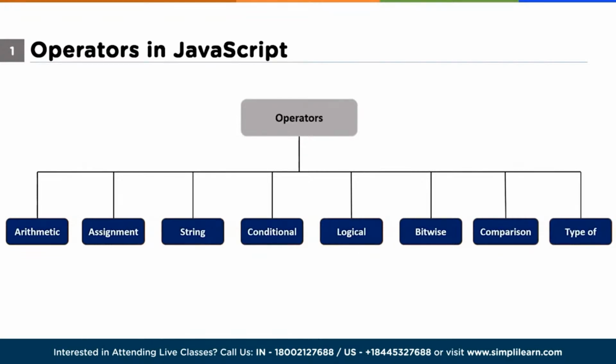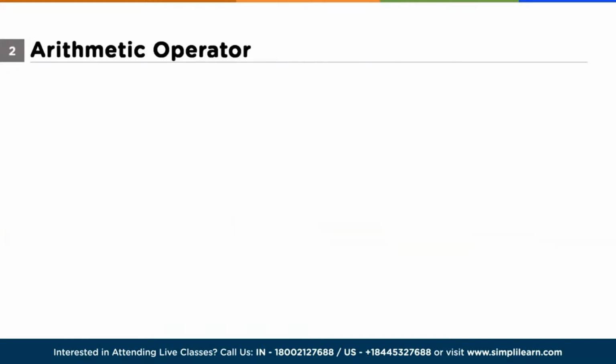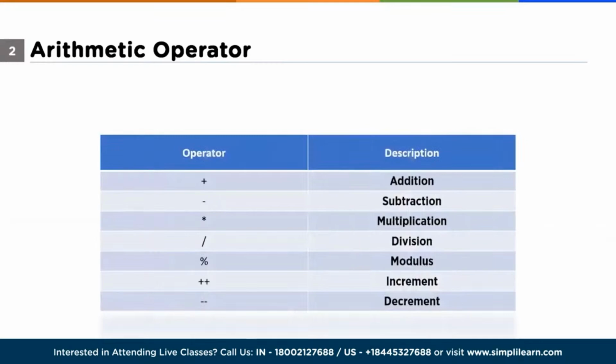First up is the arithmetic operator. Hope you all are aware of the term arithmetic, right? Arithmetic operators perform mathematical calculations, like addition, subtraction, multiplication and division. Here are a few operators you can see on your screen: plus, minus, asterisk, division, modulus, increment, and decrement. These are the basic arithmetic operators. We'll see each of them with an example, so let's move on to the programming part.